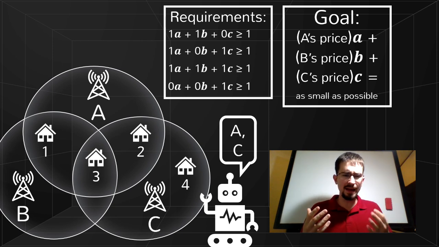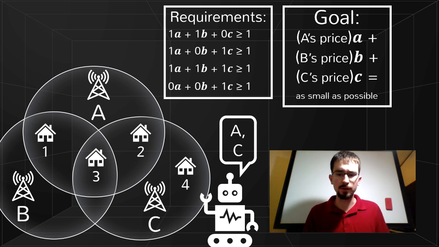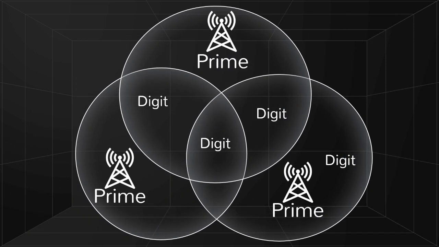Now, what does this have to do with pan-digitally factorable numbers? Well, it's a coverage problem. We're just trying to cover every digit with a prime. The equations just look a bit different.